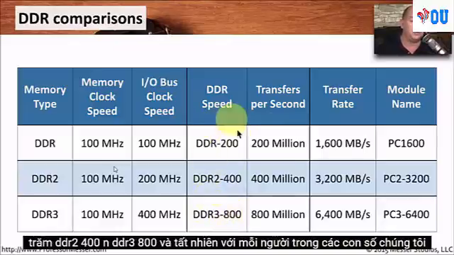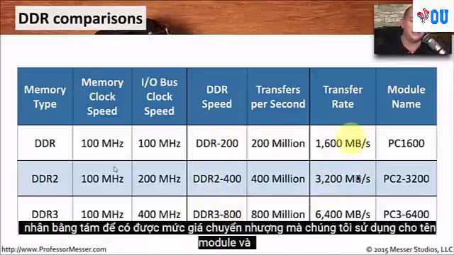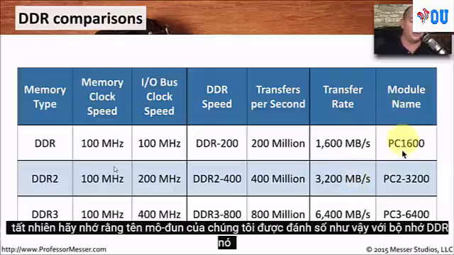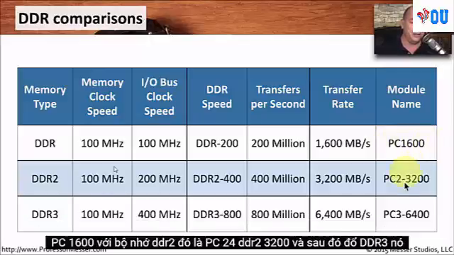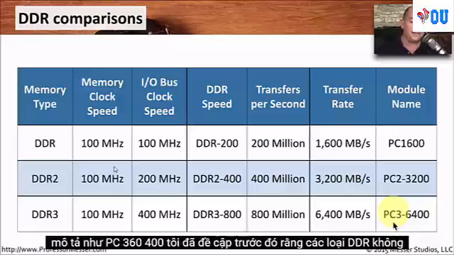And of course, with each of these numbers, we multiply by 8 to get the transfer rate that we use for the module name. And remember that our module names are numbered. So with DDR memory, it's PC 1600. With DDR2 memory, it's PC2 3200, and then for DDR3, it's described as PC3 6400.